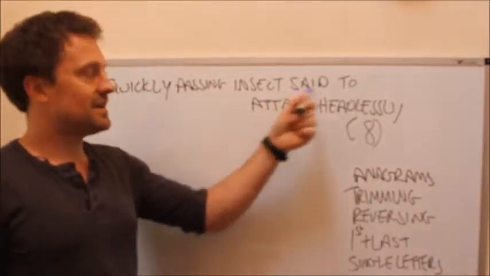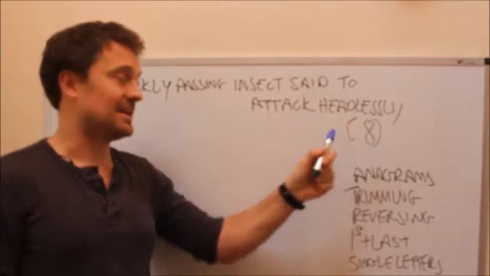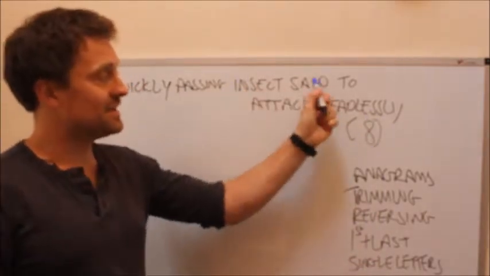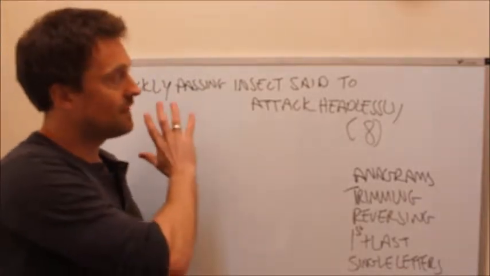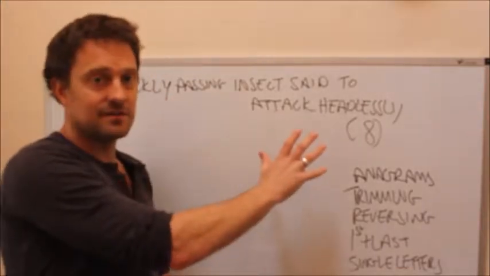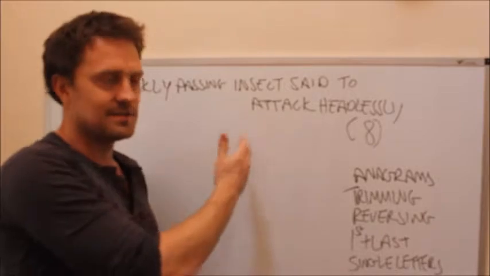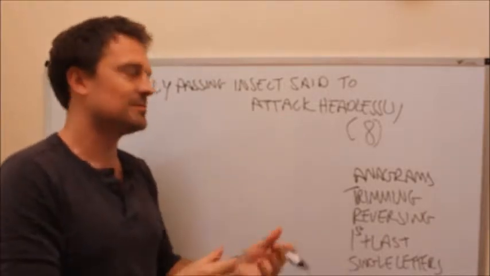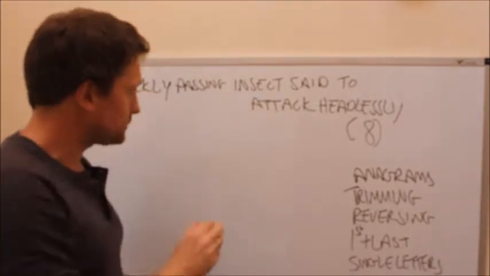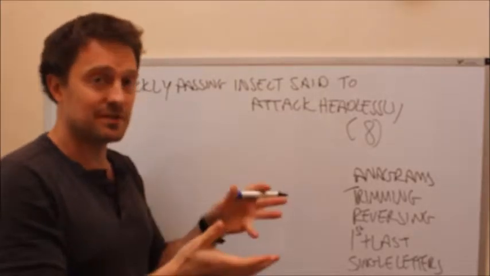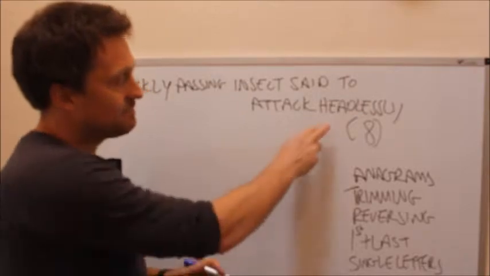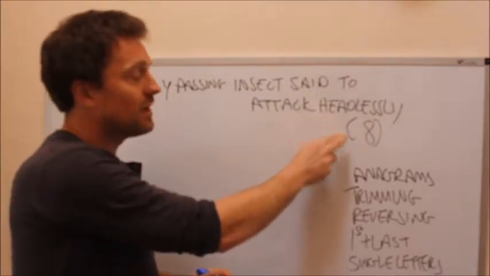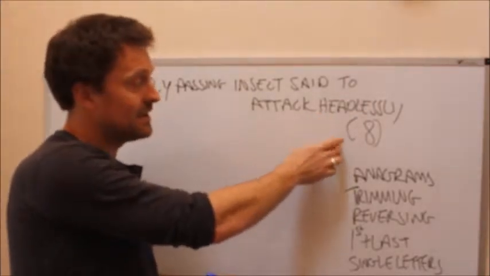Quickly passing insect said to attack headlessly. 8 letters. Now you've got no instant indication of definition. There's no this, is this, equals that. Remember, we're talking about the equal sign principle. Not really obvious. So you have to start looking for what might be functionality and then work out where your definition lies. Headlessly, you could well have a synonym for that. An 8-letter word for that could be your answer.